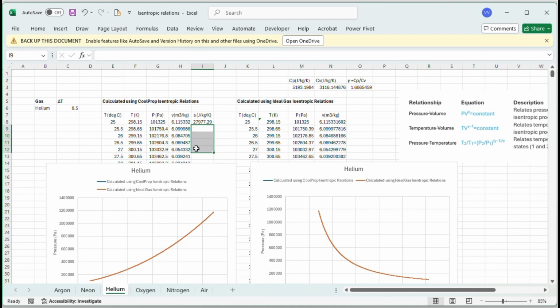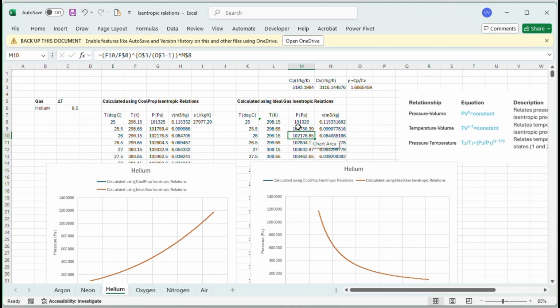Now let's do the same thing here, but use this particular relationship to calculate the second pressure. So you choose the first pressure and calculate the second pressure using the isentropic relationships. And you have used gamma here, two temperatures, and one of the pressures to calculate the second one. Okay, and so on.